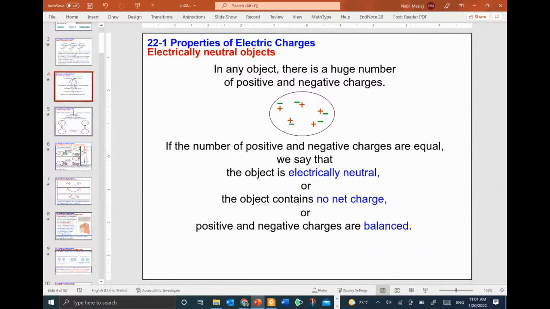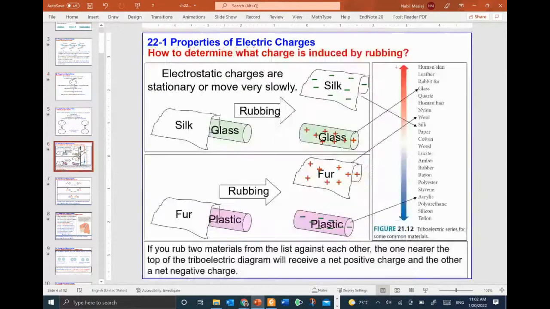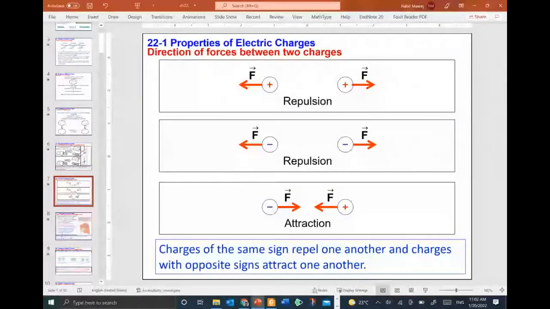Usually objects are neutral, but they can be charged, and by rubbing, for example, if you rub silk and glass, you can have the silk negatively charged and the glass positively charged. And we've seen how we can use the triboelectric diagram in order to determine which material gets positive charge and which material gets negative charge. So positive charge repels positive charge. Forces are opposite in direction and equal in magnitude. Same thing for negative charges, but the opposite charges will attract each other with forces of equal magnitude and opposite direction.